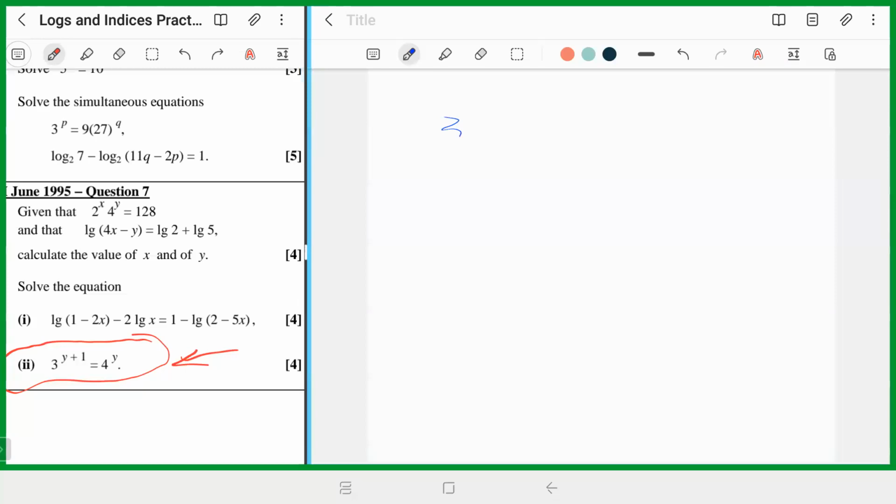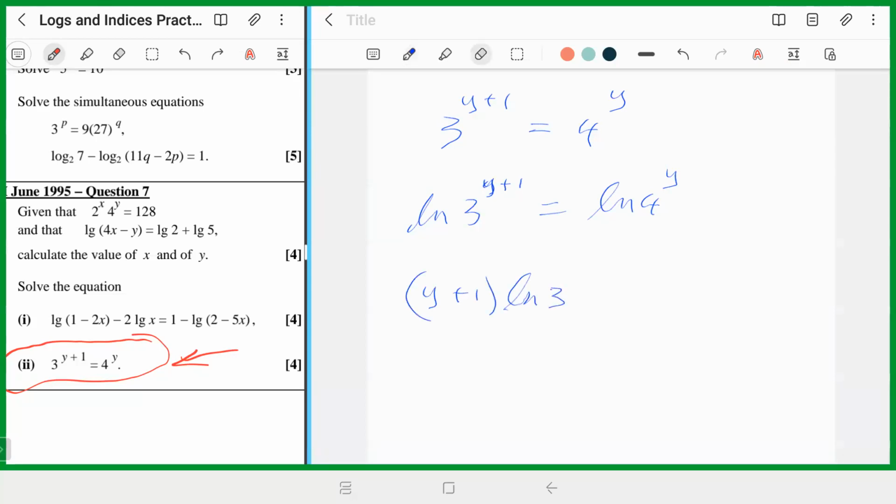So I have 3 to the y plus 1 equals 4 to the y. First thing you do, take ln on both sides. It becomes the ln of 3 to the y plus 1 equals ln of 4 to the y. Now, this is going to come to the front as a power. We have to bracket it. You have to put y plus 1 in a bracket as a whole, ln 3.